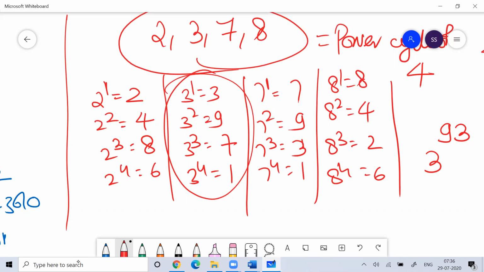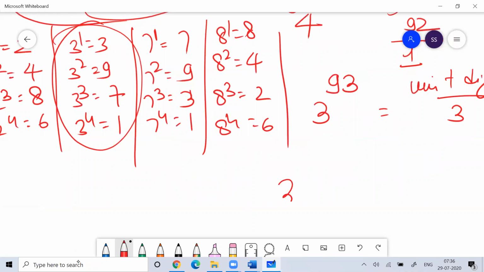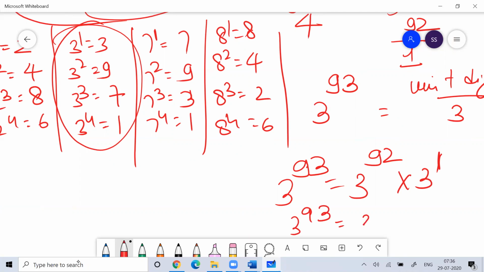Oh, okay. So yeah, now I see. So you divide that power by 4. Otherwise, the mathematical way is that 3 to the power 93, you should write as 3 to the power 92 into 3 to the power 1. So 3 to the power 93 is 3 to the power 4 into 23, into 3 to the power 1. It doesn't matter how many powers of 4, because 3 to the power 4k will always give you 1. So 1 into any number will give you that number. This is the point we need to understand from here.